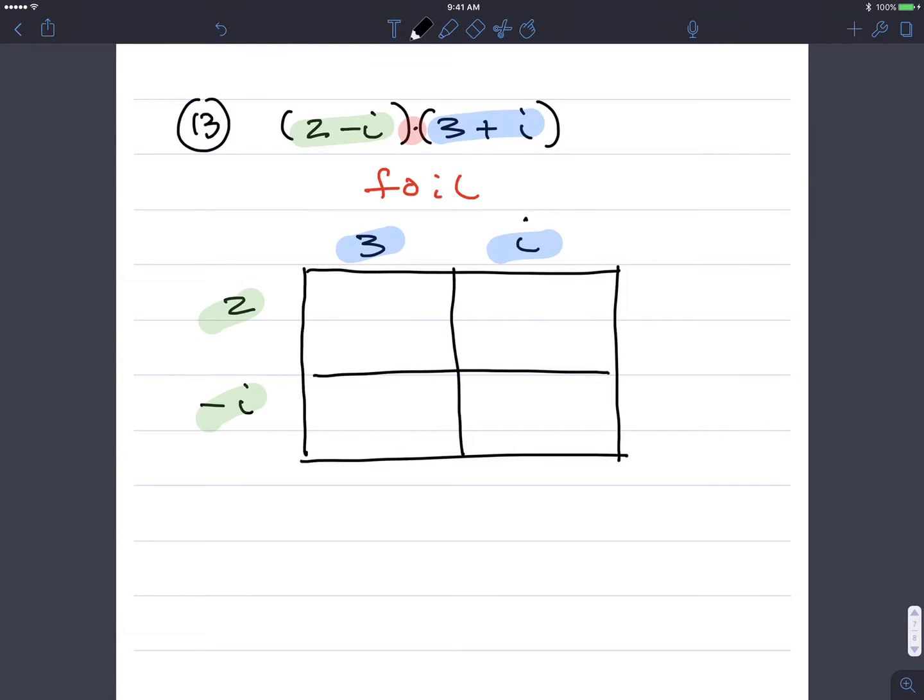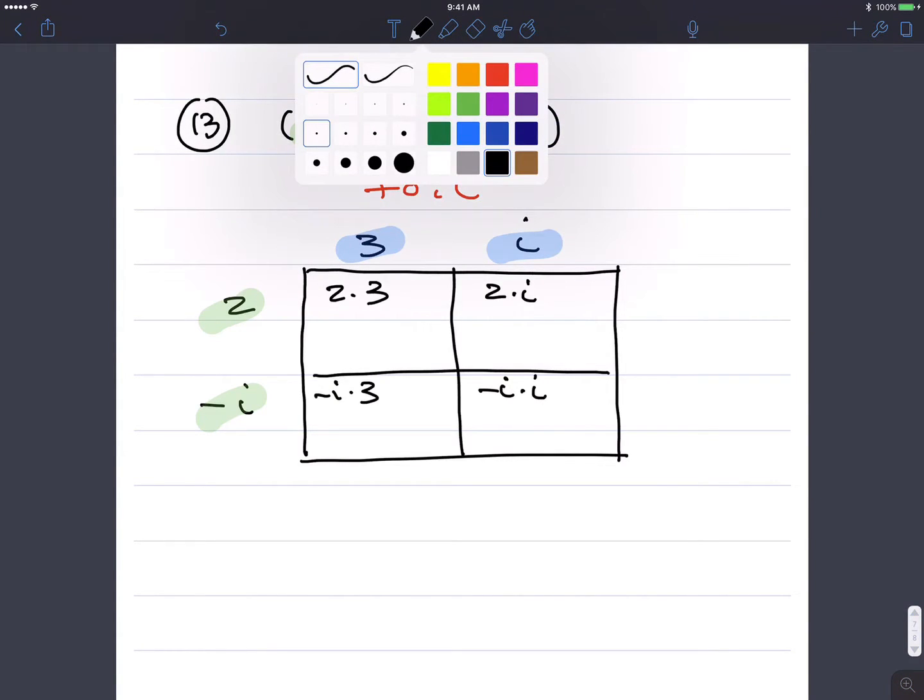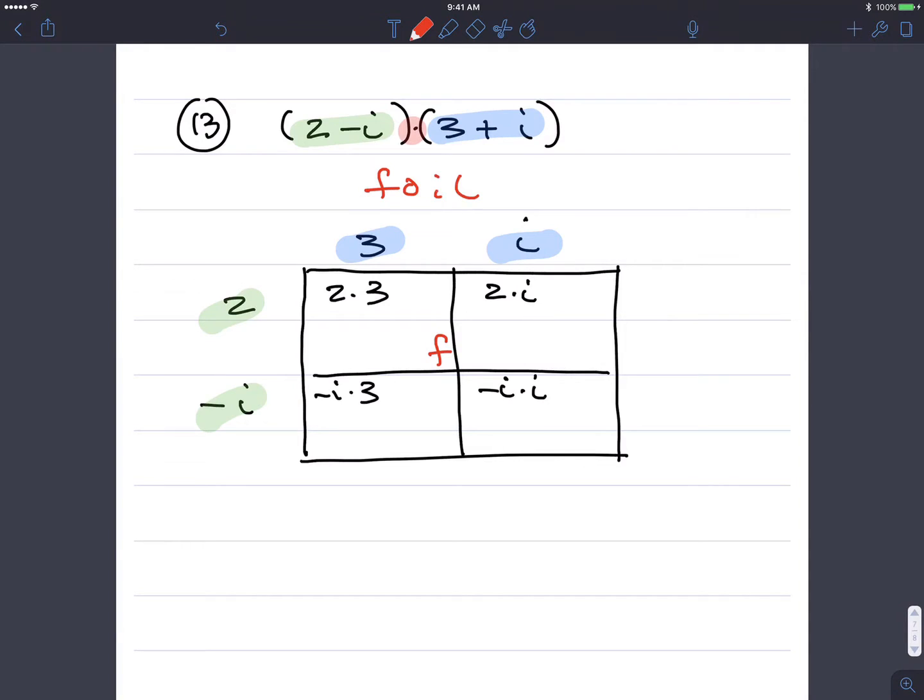We're going to multiply every row with every column. So I'll do this carefully here at first. Notice we get 2 times 3, 2 times i, negative i times 3, and negative i times i. So for each of our boxes here, remember that we have our first terms. This is our first term. This is our outer term, our inner, and our last.